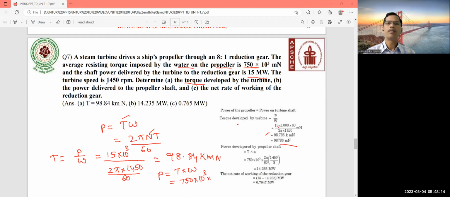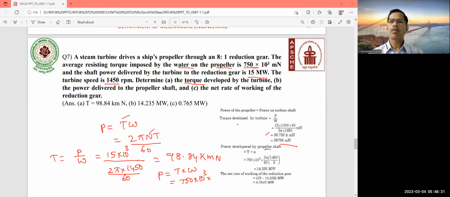So the speed is same. The propeller speed is 1450 and you can get the power output. The third one, the net rate of working of the reduction gear. So what is that here?